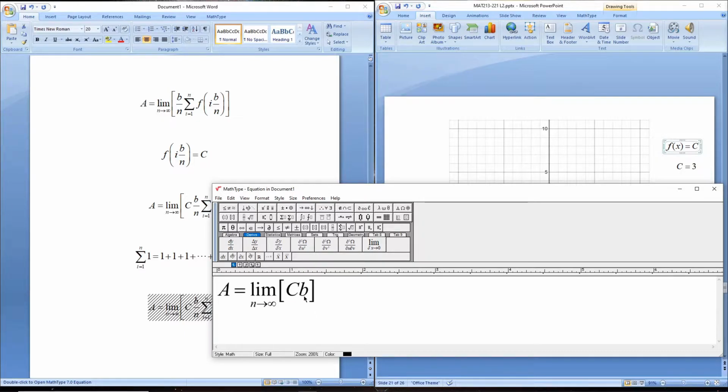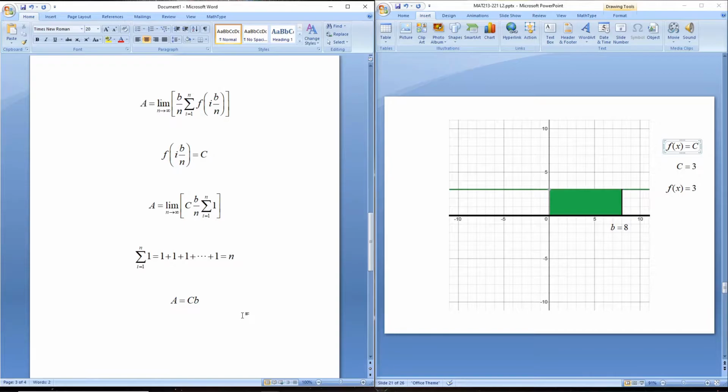And now the limit, since there's no n left, the limit of a constant is always that constant. And so our final answer is c times b. And if you look to the right, c is 3, b is 8, and there's our 24 for the area under the curve between 0 and 8.